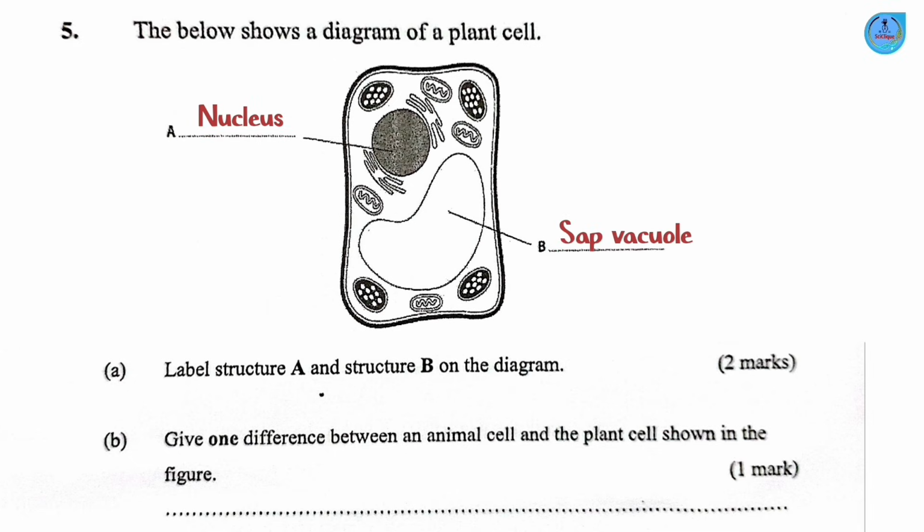Please, when you are identifying the vacuole that is present in a plant cell, ensure to include the term sap vacuole. Because vacuoles are actually of 3 types. We have the sap vacuole that is specifically found in plant cells, and then we have the contractile and food vacuoles. These are present in unicellular organisms.